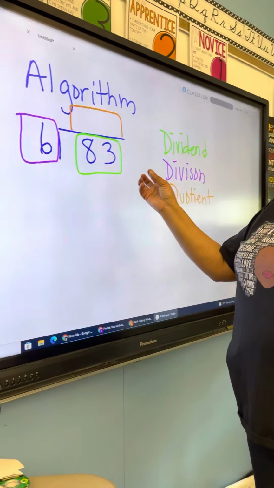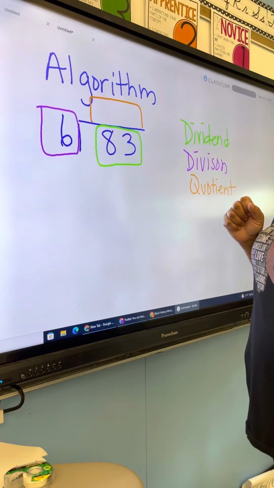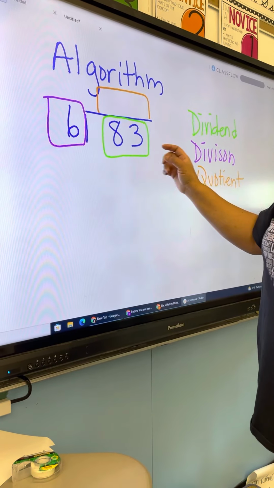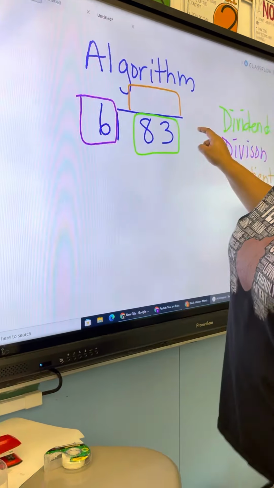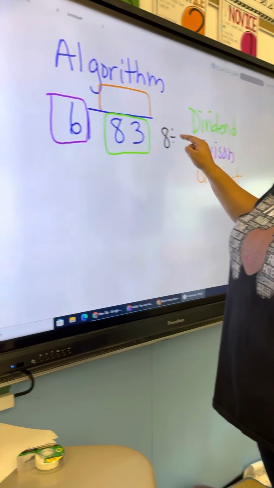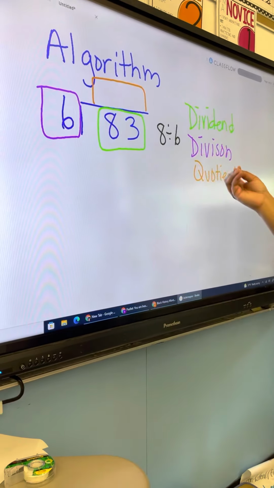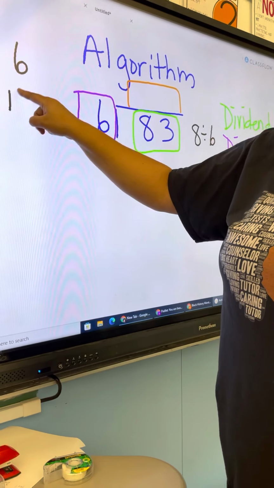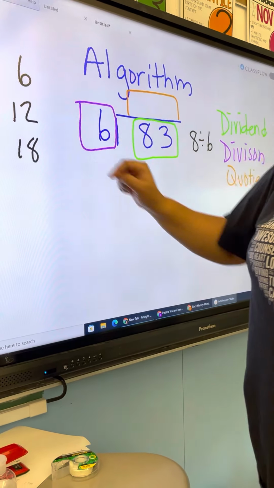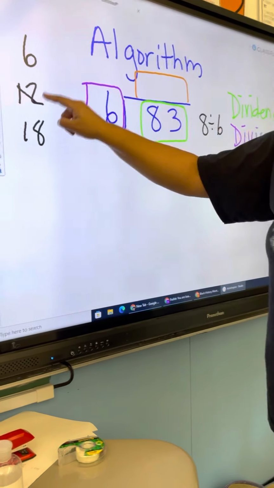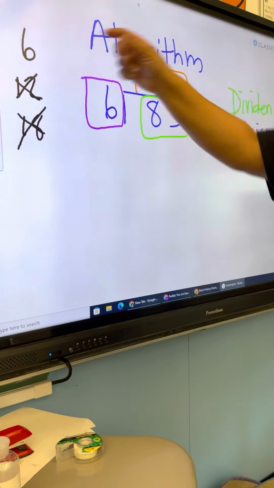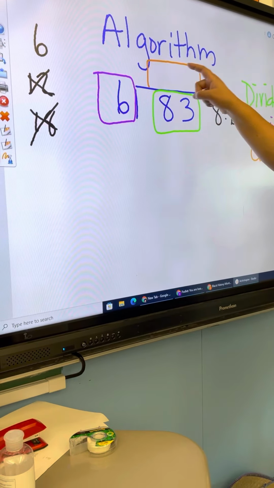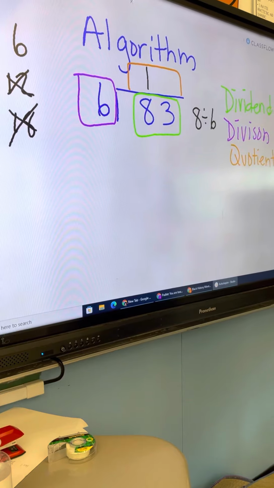I'm going to take my dividend and break it into 6 groups. So the first thing I'm going to do is start with the tens place. This is the biggest place value I have. I'm going to divide 8 tens by 6. How many groups of 6 can I get in 8 tens? If I list the multiples of 6, I have 6, 12, 18. These two I can't use, they're too big. So the closest multiple of 6 to 8 without going over is 1.